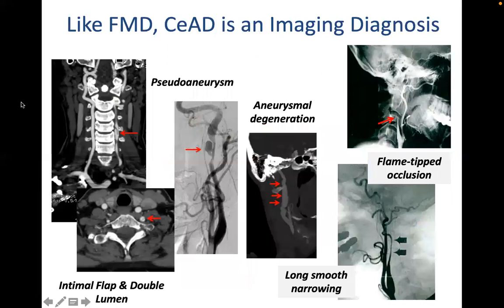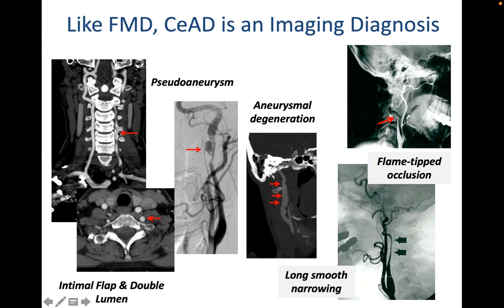Now, like FMD, cervical artery dissection is an imaging diagnosis, and so we know it when we see it, and it has many different appearances on imaging, and I've shown some examples here for you. So what we're looking at, starting on the left-hand side, is the vertebral arteries, which is these light gray lines going through the vertebral bodies on a CAT scan. And the arrow is showing you that the left vertebral artery is split. It has this dark line separating 2 channels where there should be 1. The right vertebral artery is normal for comparison.